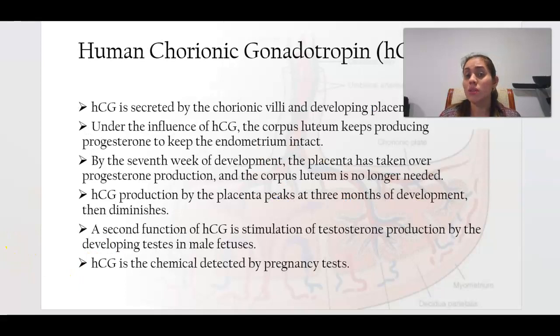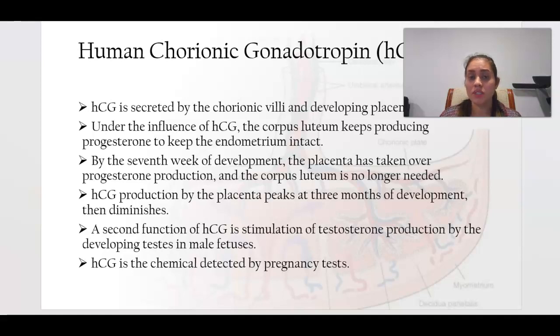When we talk about human chorionic gonadotrophin, there's a short name for that, HCG. The HCG is secreted by the chorionic villi and developing placenta. Under the influence of HCG, the corpus luteum will keep producing progesterone to keep the endometrium intact.